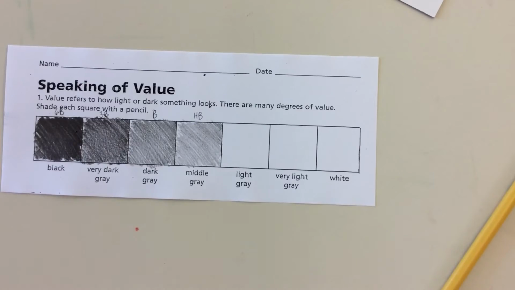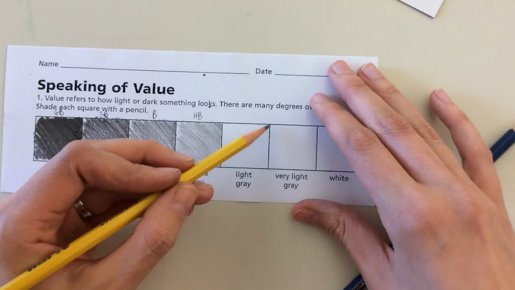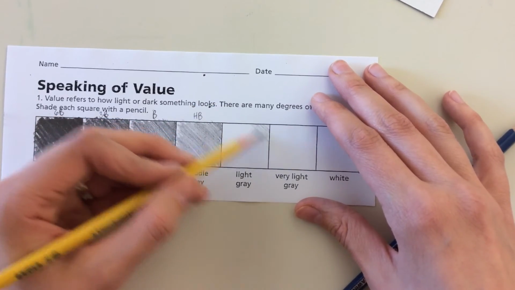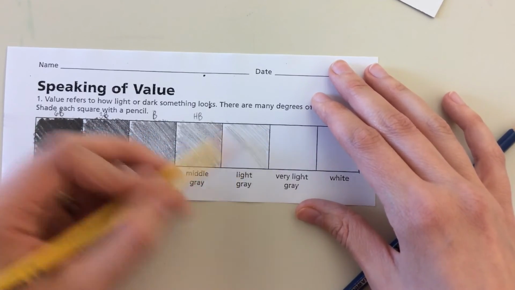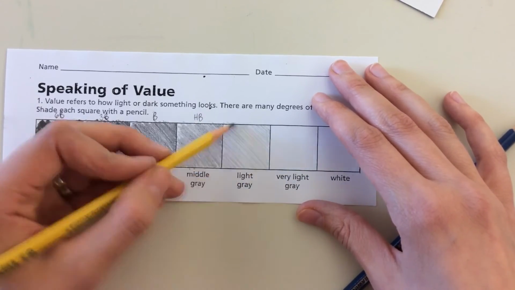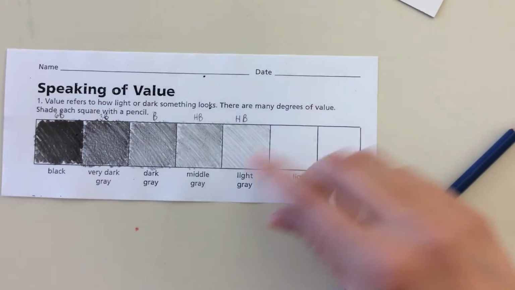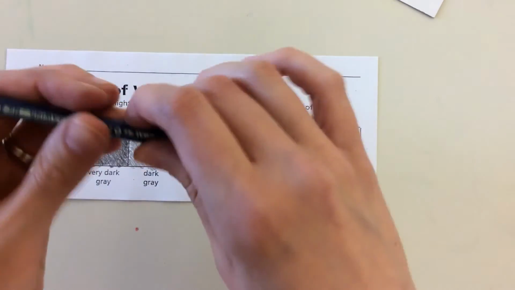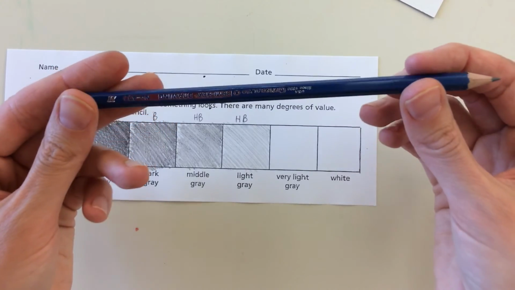What I'm going to do here is take my HB and color very, very, very light. Now, just like with the B pencils, the H pencils also have different degrees of hardness of the graphite. If you squint your eyes, you can see the difference between those. Now I'm going to move to my H. There's also 2H, 3H, 4H. 4H is the hardest one.